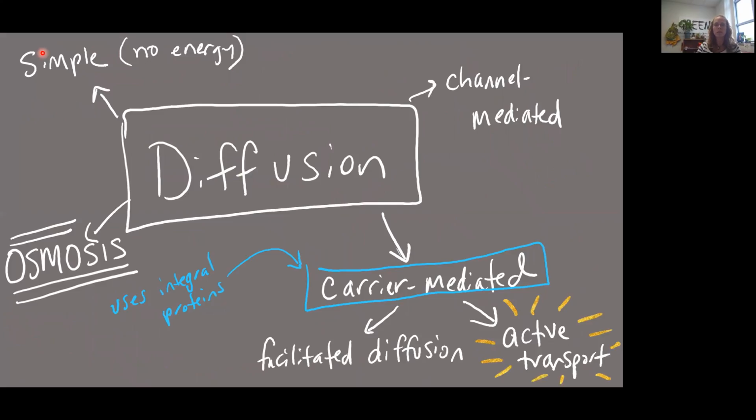The last of our types of diffusion is actually osmosis. Now, osmosis is a special type of diffusion. It's only describing the movement of water across the cell membrane, and so it has its own video, so stay tuned.